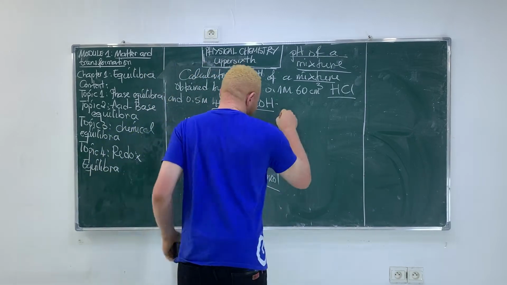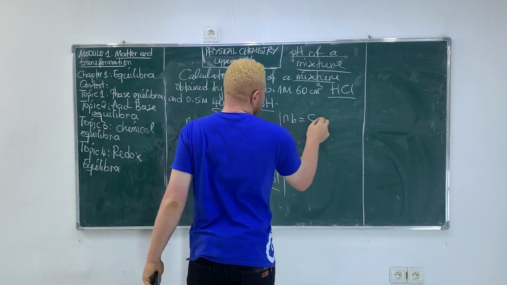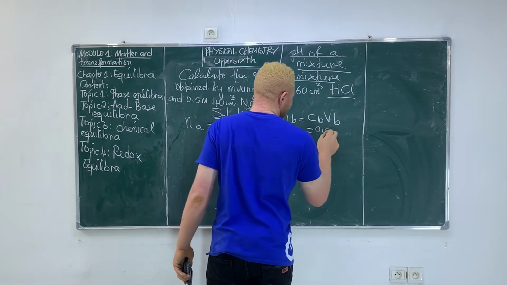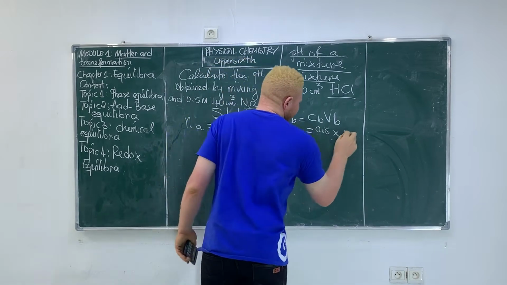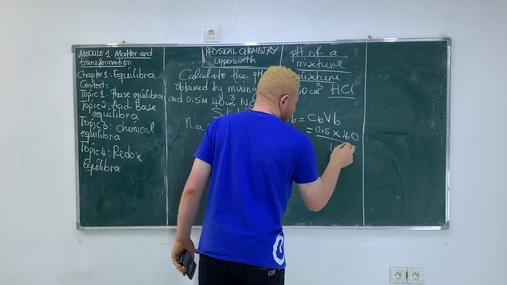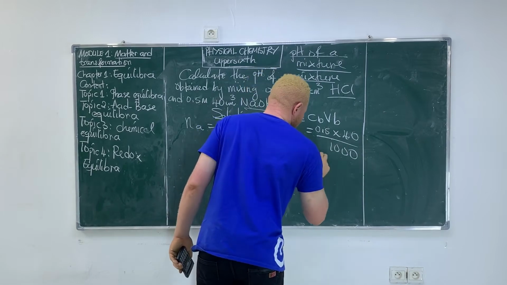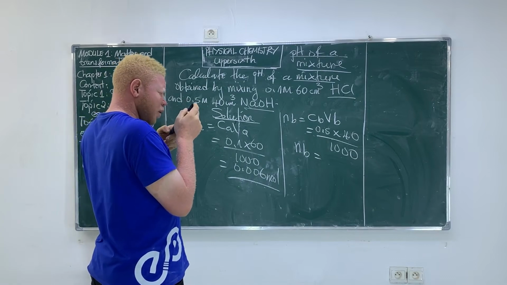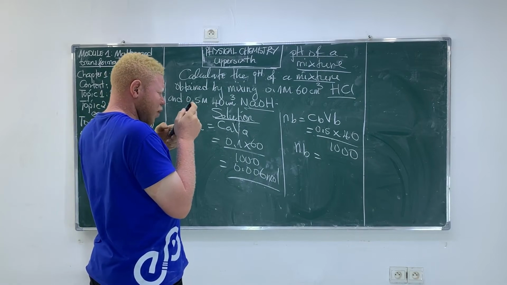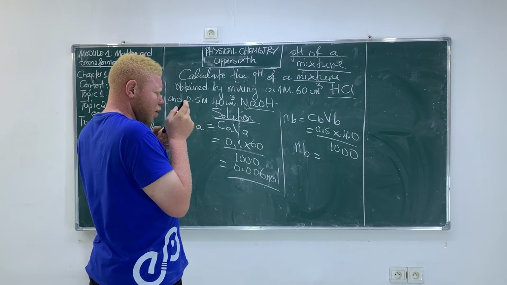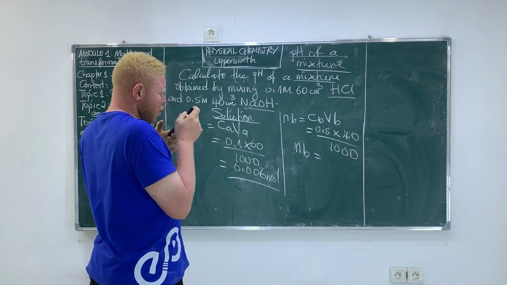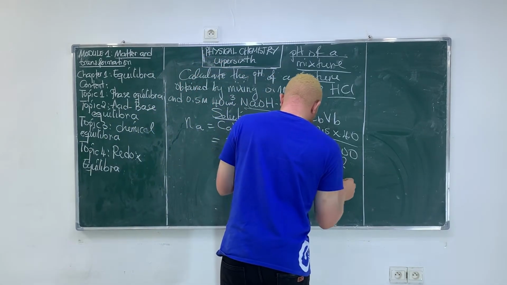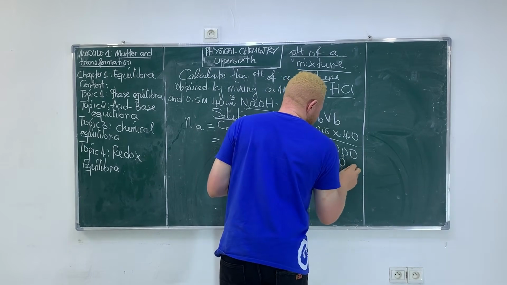Also calculate the number of moles of the base. n base equals C base times V base. The concentration of the base is 0.5 and the volume of the base is 40, divided by 1000. 0.5 times 40 will be 20, divided by 1000, giving 0.02 mole.